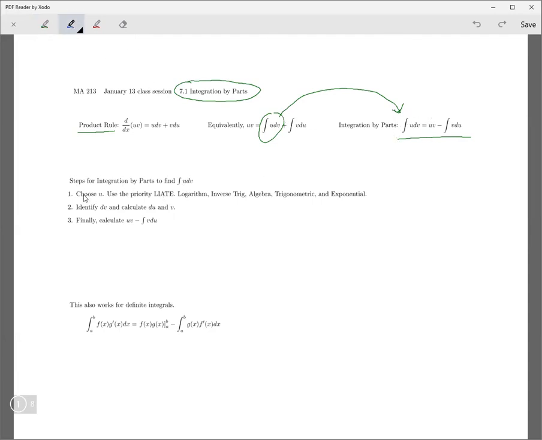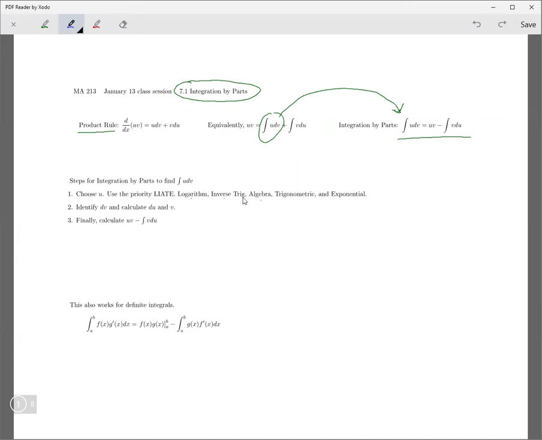Now, how to do it? First thing you have to do is you'll have a problem like this, but you don't know right off the bat what your u and what the dv are. You don't know what the first function and the derivative of the second function are at the beginning. But after some experience, you figure out how to do it. One thing that helps, but doesn't solve all your problems, is this priority: logarithmic functions, inverse trigonometric functions, algebra, like a polynomial expression or a rational function, and then trigonometric functions and exponential functions.